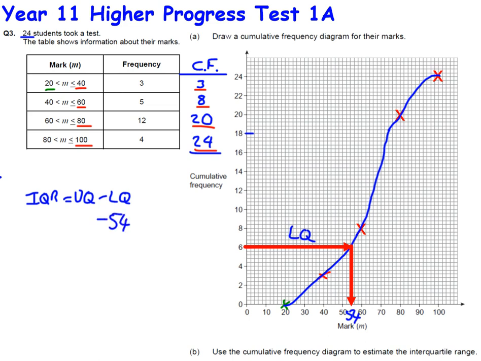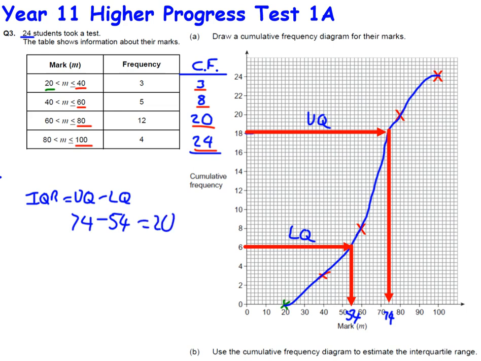Now the next one we need to do is find the value of the upper quartile. We're going to use the same method, so we're going to go across at 18, and then we're going to go down to work out the value of the upper quartile. Now again, the scale goes up in 2s, so the upper quartile this time gives us 74. So the interquartile range is 74 take away 54, which is 20.